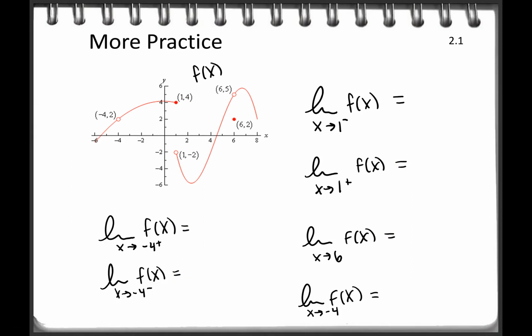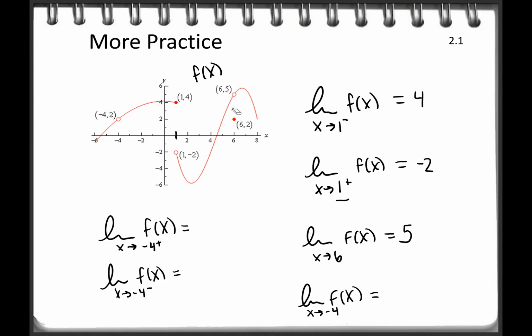Okay, hopefully you're back and you tried it on your own. So we've got the limit as x approaches 1 from the left. We're talking about approaching 1 from the left, right? My x value here is 1, and my y value here is going to be 4. What about approaching 1 from the right? Well, approaching 1 from the right, we're actually here, and my y value is -2. Limit as x approaches 6 of f of x. So approaching 6, let's see, I'm approaching 6 in this direction, approaching 6 in this direction. Looks like we're approaching the number 5 right here.